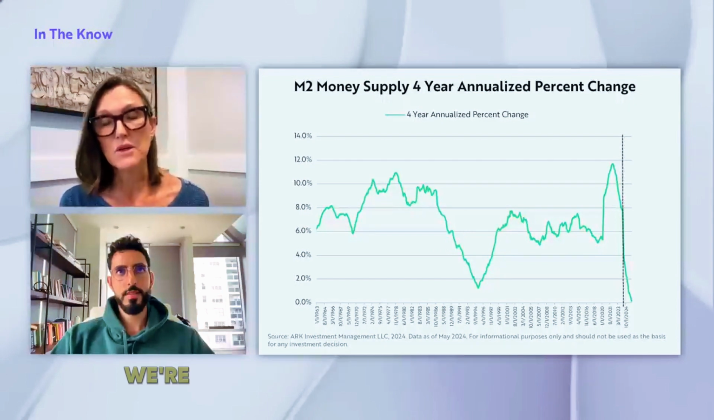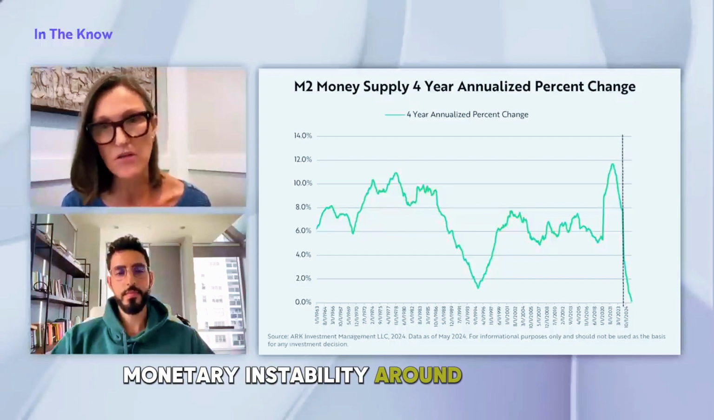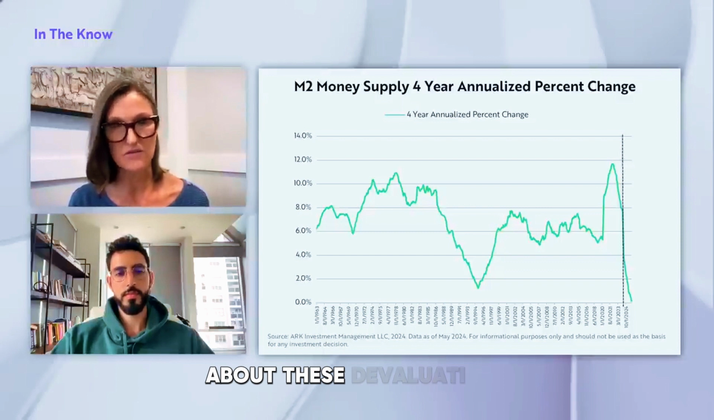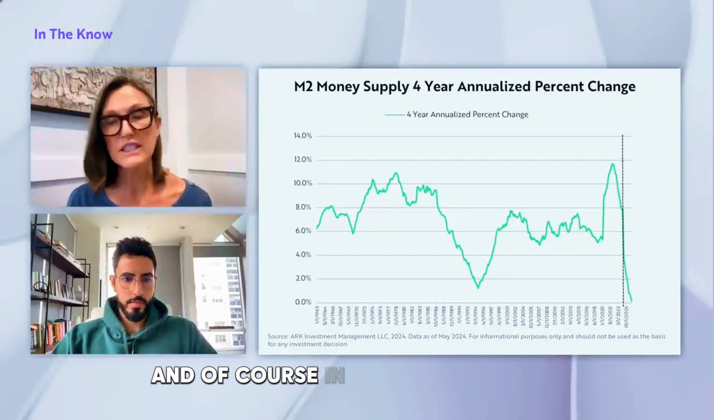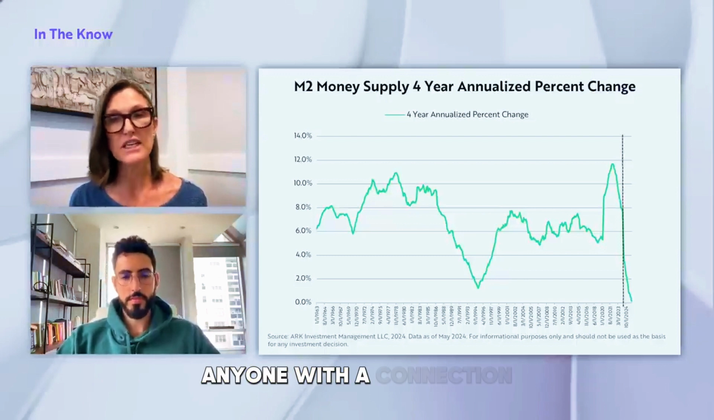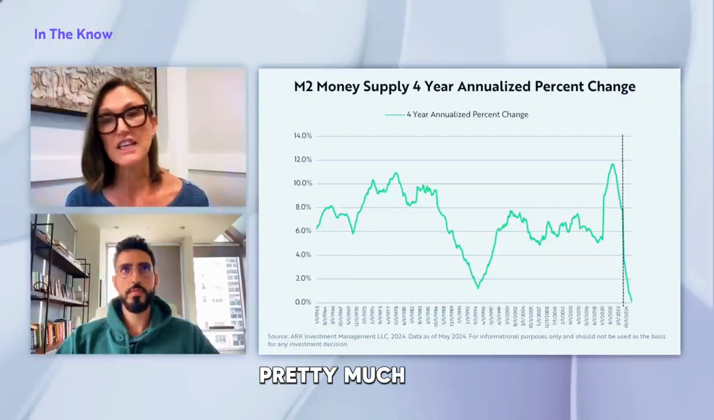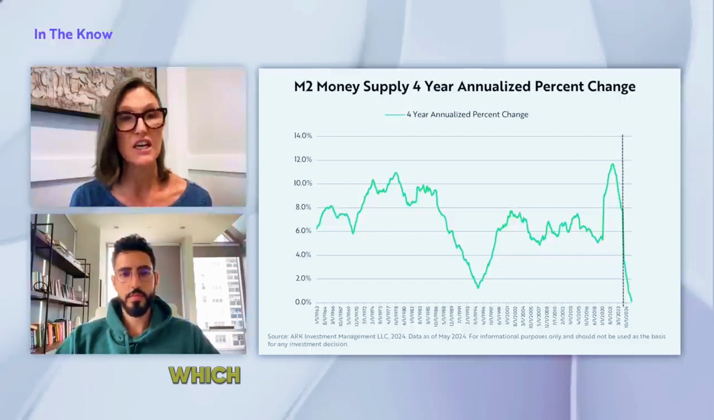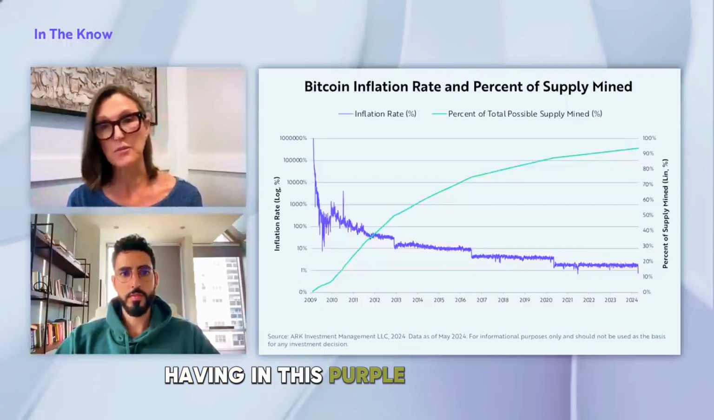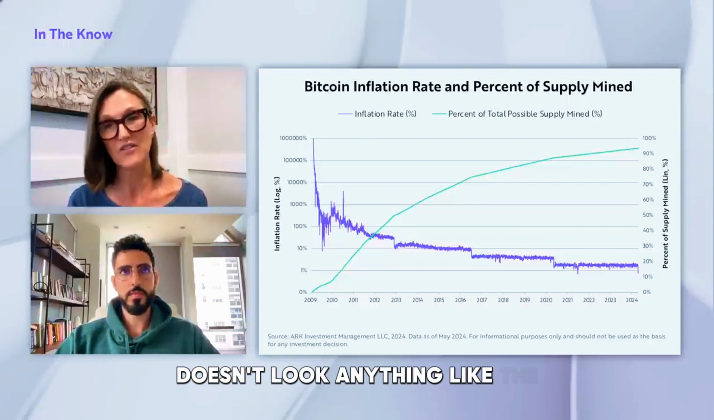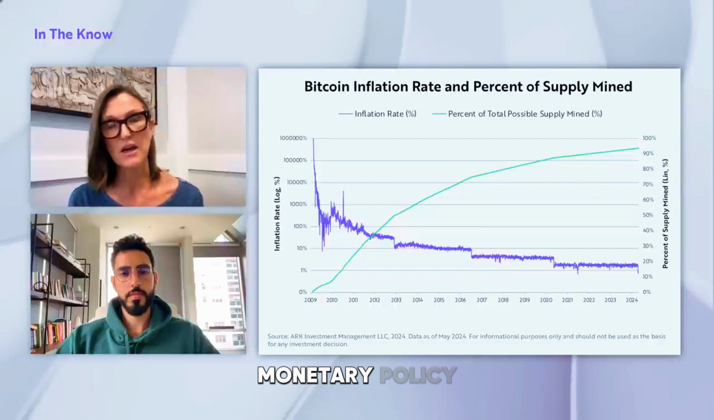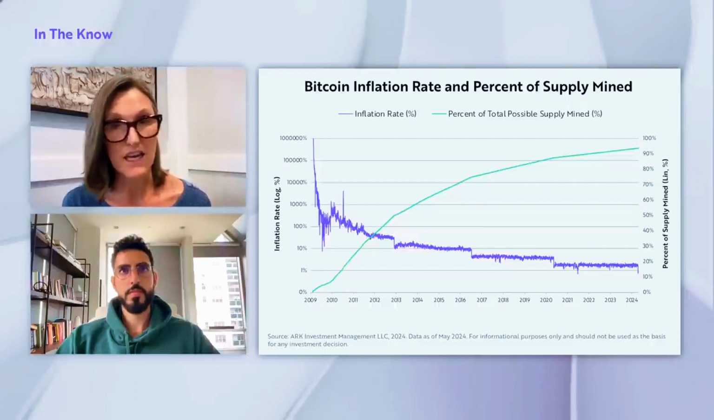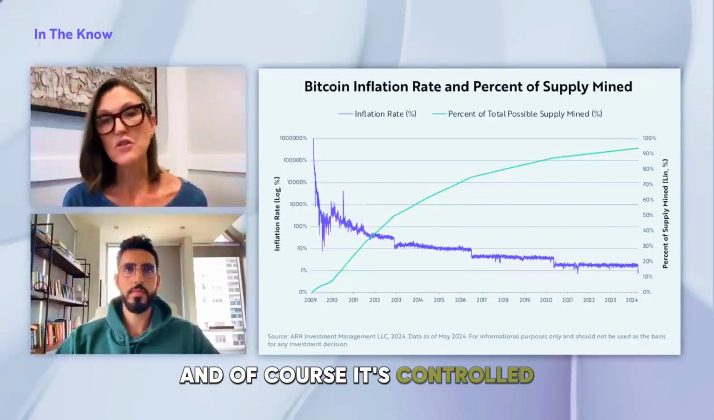So we're in a very interesting environment, and it's caused by monetary instability around the world. And so I often talk to Yassine about these devaluations. And of course, in emerging markets, anyone with a connection to the internet now pretty much can establish or buy an insurance policy in the form of Bitcoin, which, just flipping back to the halving in this purple line, doesn't look anything like the volatility you see in monetary policy here in the United States and around the world. And of course, it's controlled by human beings.